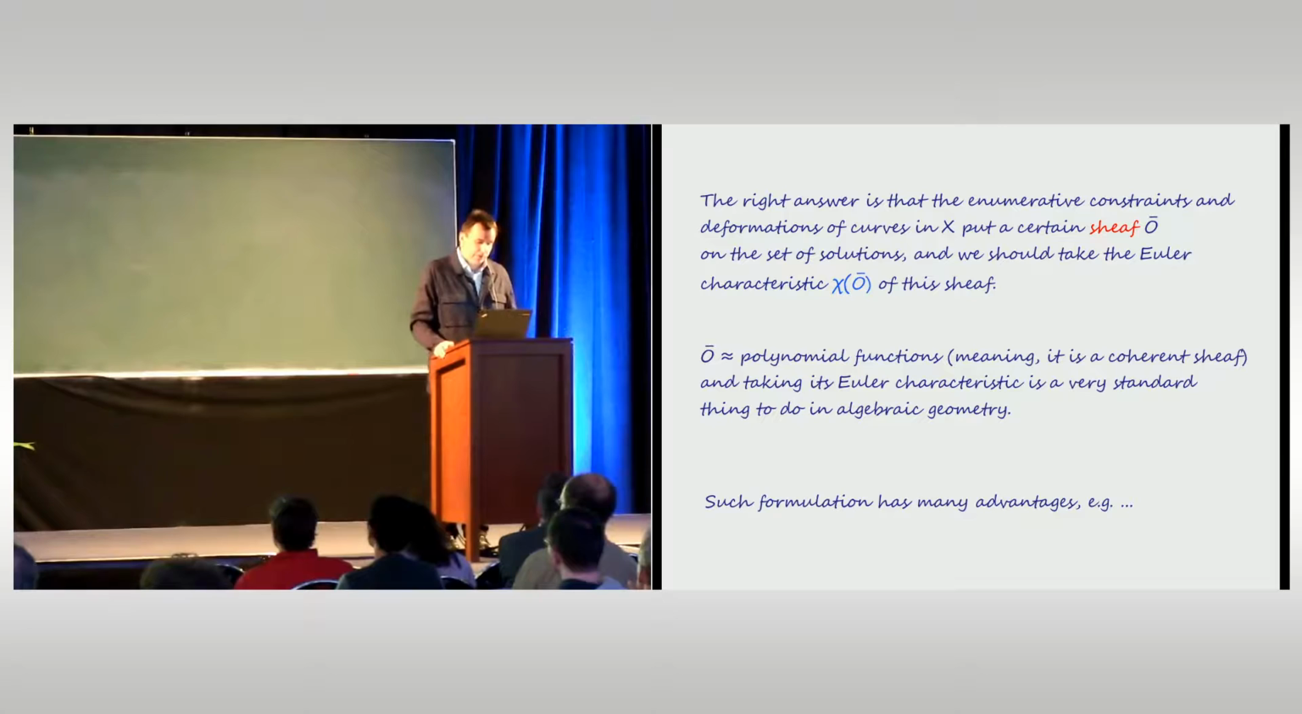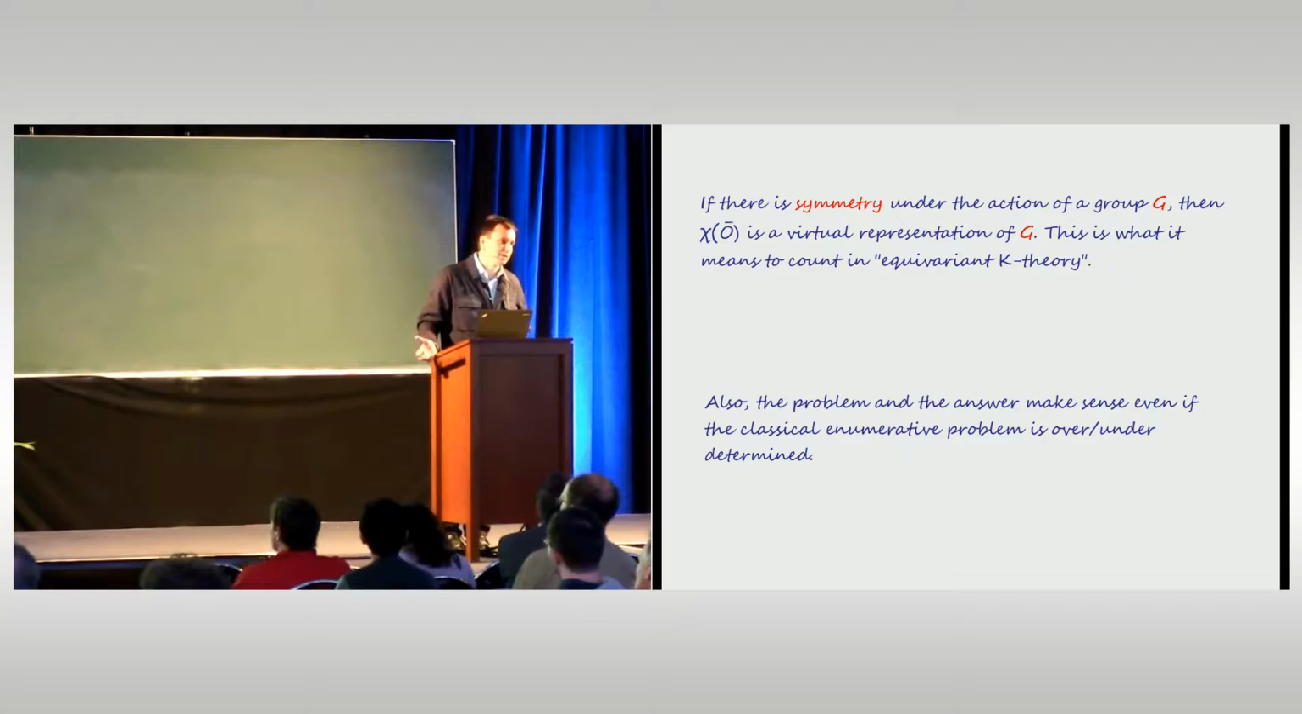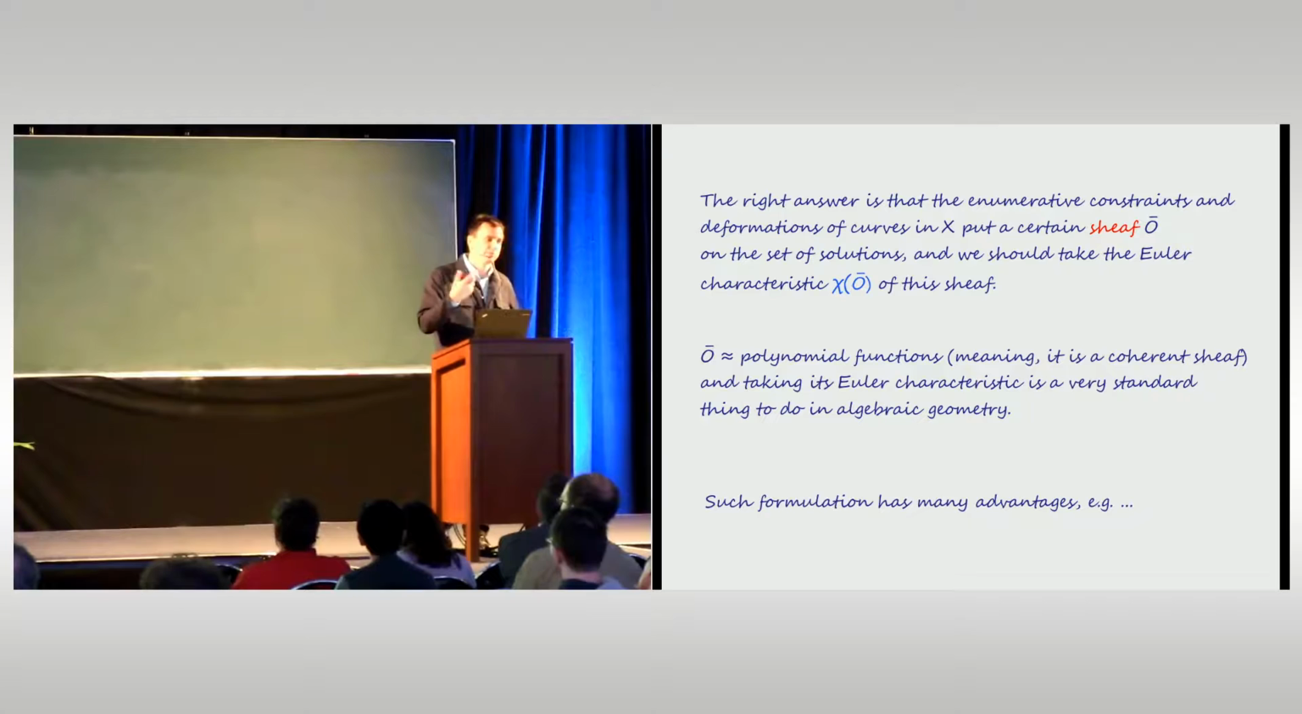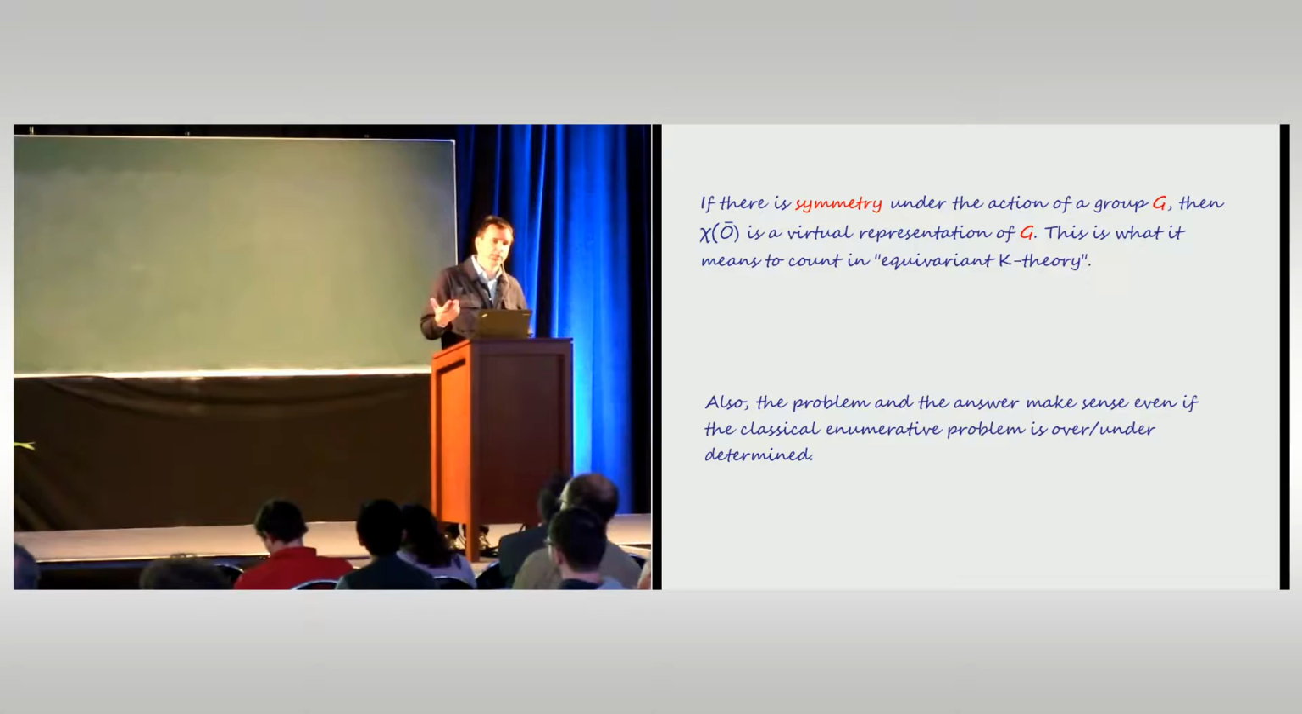If you ask a problem like this, then it has many advantages. First of all, this Euler characteristic is an alternating sum of dimensions of certain vector spaces. So in particular, if you have some symmetry, some group acting, the group will act on all the spaces. So you're going to get an alternating sum of representations of the group, a virtual representation of the group. You get richer information than just the dimension, the information of the group action. The technical term for this is enumerative equivariant K-theory, but this is what it means.